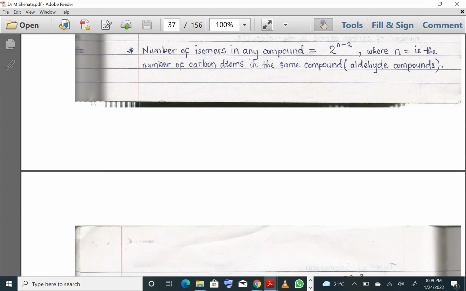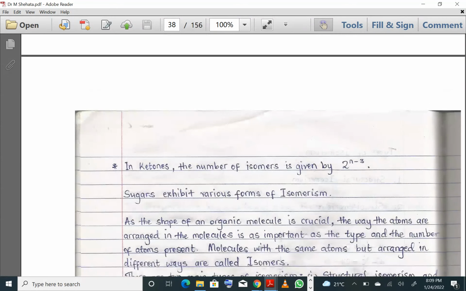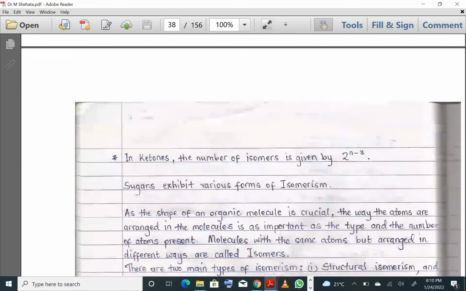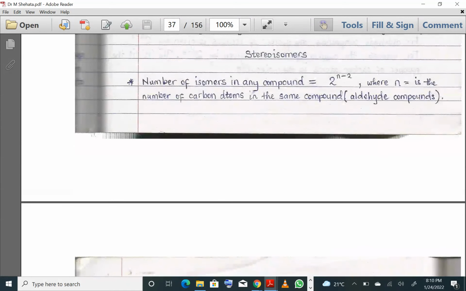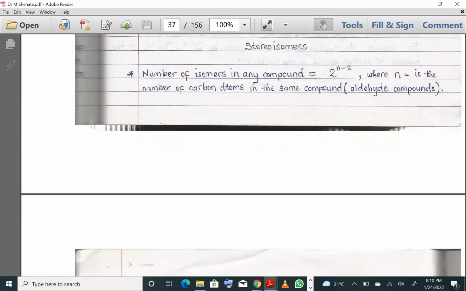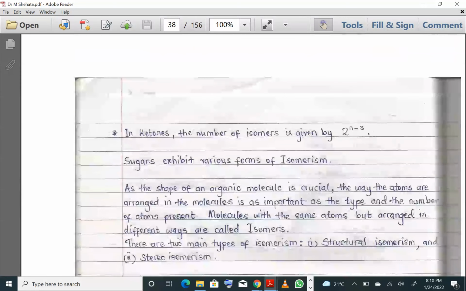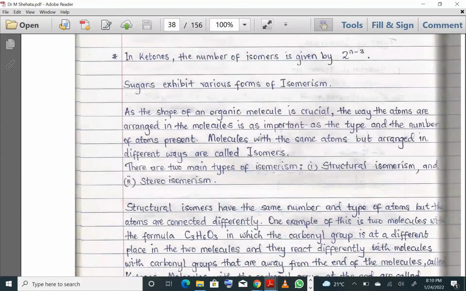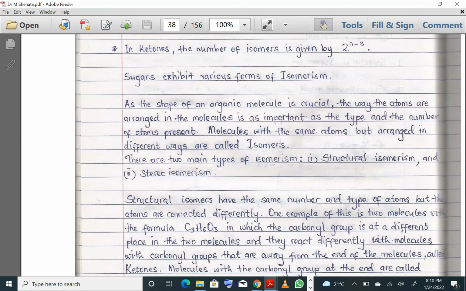So using that formula, you can figure out the number of isomers that you are going to have in a compound. So remember, the one which is 2 to power n minus 2, that's for aldehyde compounds. Then for the ketose compounds, it is given by 2 to power n minus 3. So how they would ask questions in your test or exams, they will give you a structure. Then they'll ask you how many isomers does this structure have. So what are you going to use?